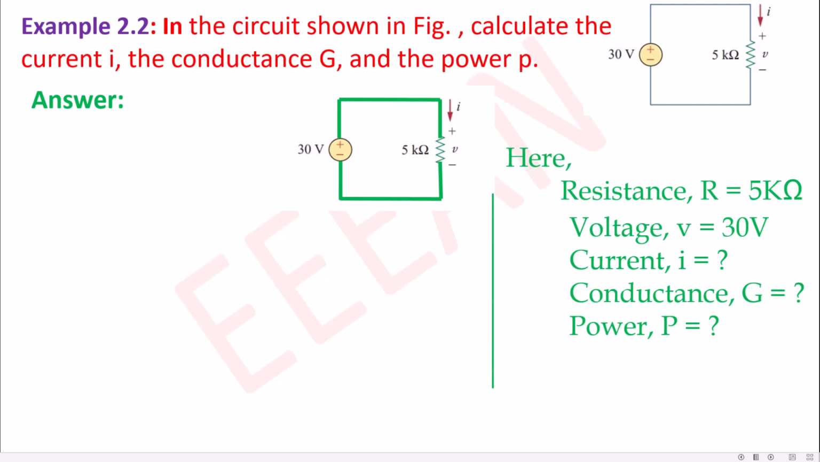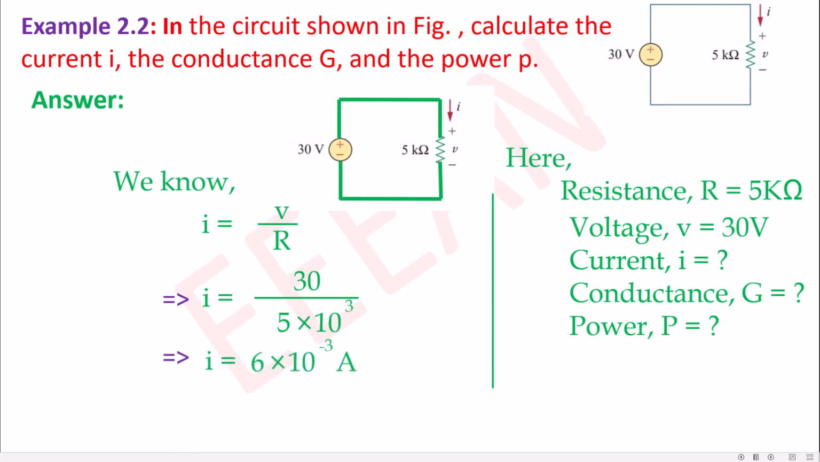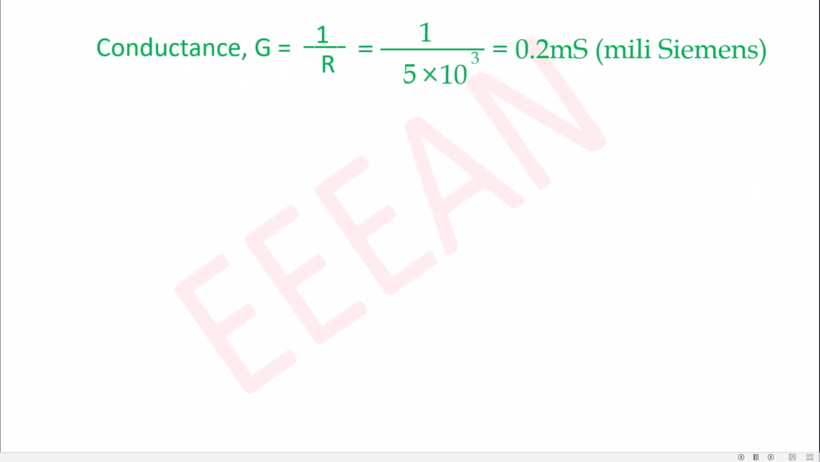First, we know the current I equals V divided by R. Put the values of V and R, and here the value of R is given in kilo ohm, so we multiply by 10 cube in ohmic value, then we get our result 6 milliampere. Then we know conductance G equals 1 divided by R, put the value of R and the result is 0.2 millisiemens. Power P equals VI, and then we get our result.